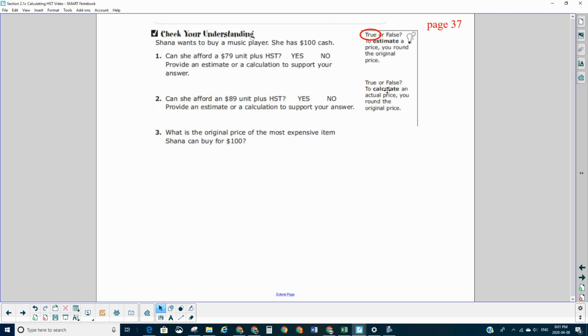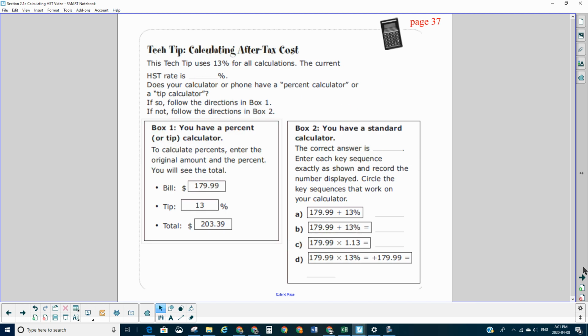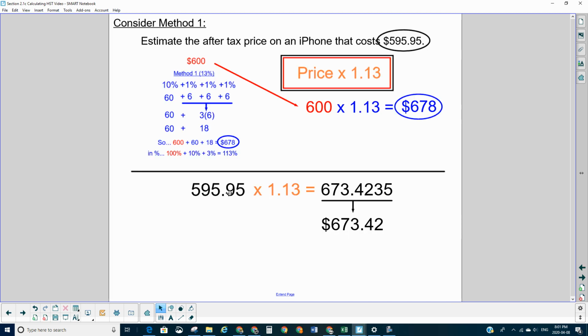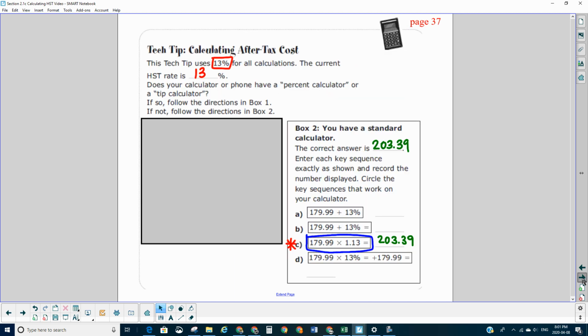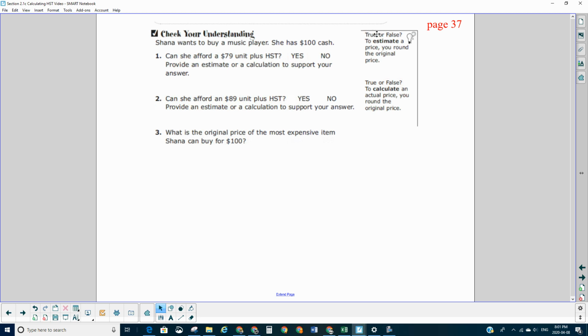To estimate, we round the original. Next one, to calculate an actual price, you round the original price. I don't think that's right. Let's go back here. To calculate, we use the actual price. So we didn't use the rounded price. We used the actual price. So on the bottom of page 37, this is true. When estimating, we round. But when we're calculating, we don't round. We use the actual number. So that one's false.